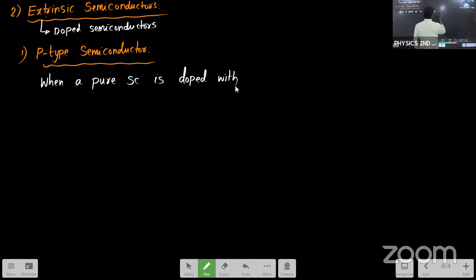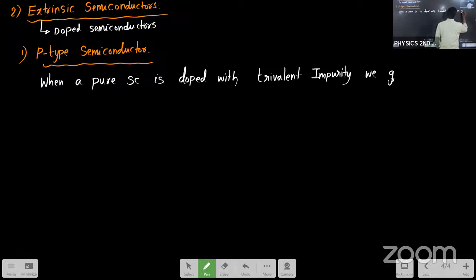So when a pure semiconductor is doped with trivalent impurity, we get P-type semiconductor. Already we have discussed this. Whenever we add trivalent impurity to pure silicon or germanium, we'll be getting P-type semiconductor. What is the meaning of trivalent impurities? The element we are considering, that atom, must have 3 valence electrons in its outermost orbital.